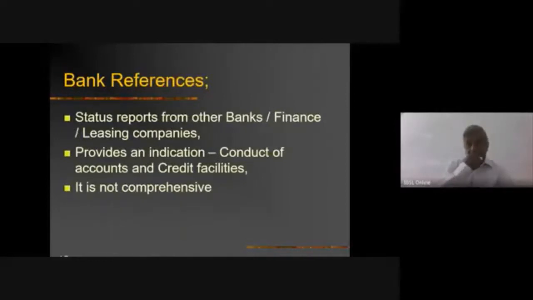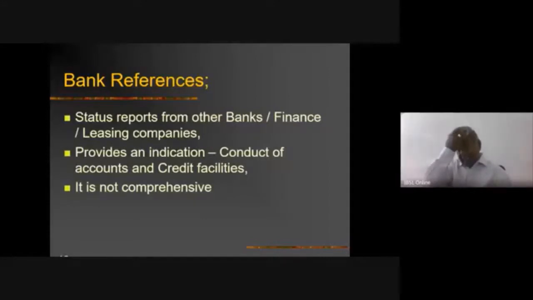In the bank references. Those days, when a customer made an application to a branch, that branch manager used to call for bank references from the neighboring branches, other bank branches. Because sometimes this customer would have borrowed from them. Maybe would have repaid regularly, or maybe irregular repayment, or maybe default. So that would have happened. Because of that, the bank manager used to call for bank references from the nearby branches.